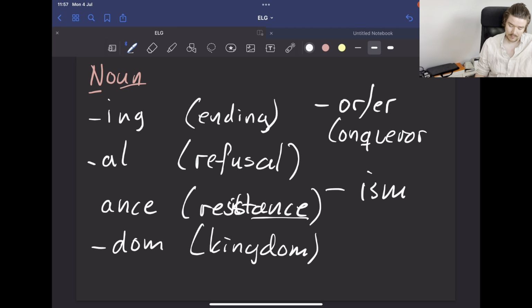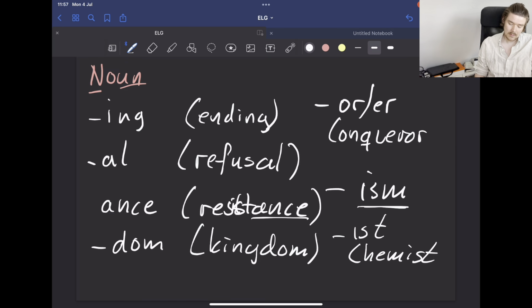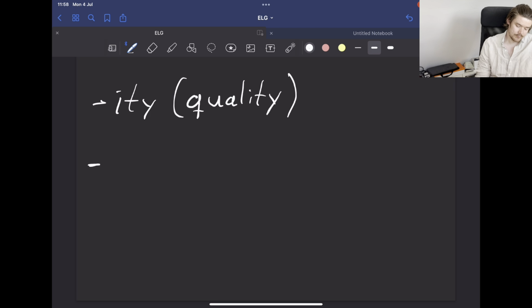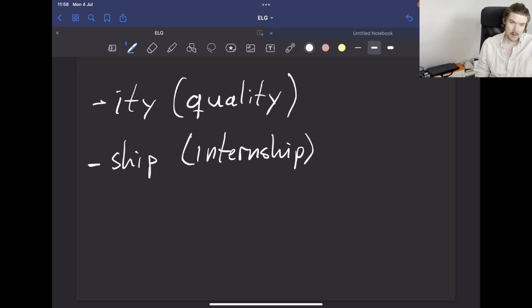This is something you will see all the time. We talk about the important isms, liberalism and capitalism, communism, fascism, so forth. So ism is a morphemic ending, making something into a noun. We have IST, like in chemist. ITY, like in quality. Ship, like an internship. And ness, like in sadness.